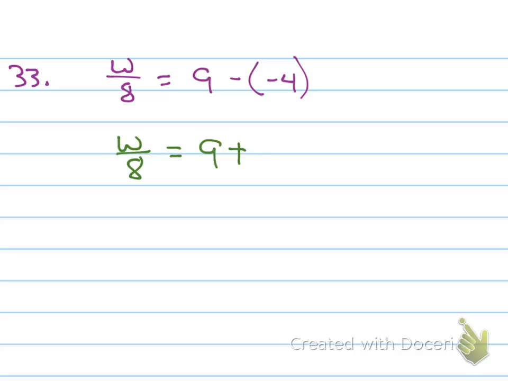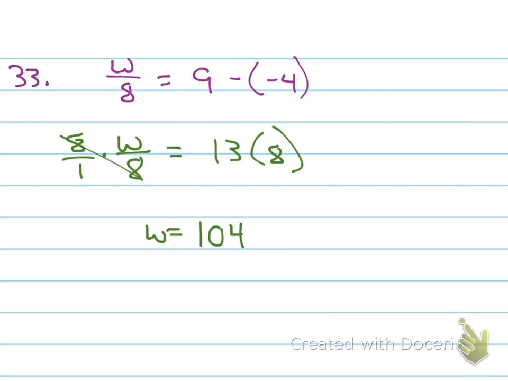One more. Don't you love how these old concepts kind of pop up here and there? Don't give it away. Let's just see who can solve it correctly. So what do you do first? Change the double negative to a positive. So 9 plus 4 is? 13. See, there you go. So I just changed that to a 13. Multiply both sides by 8. W equals 104.